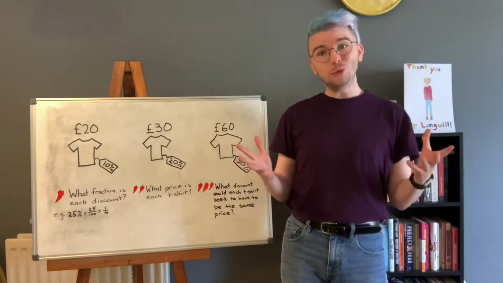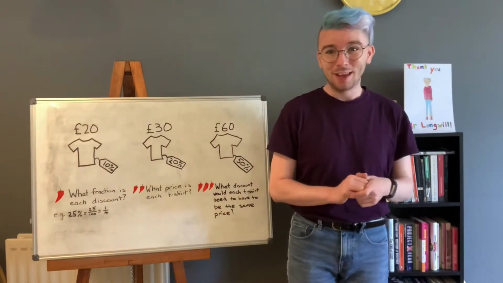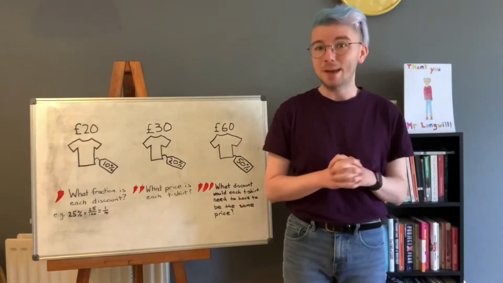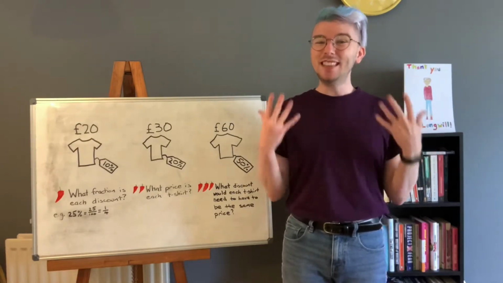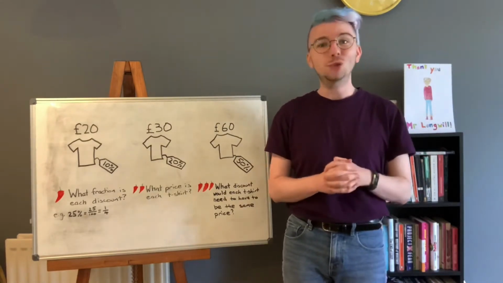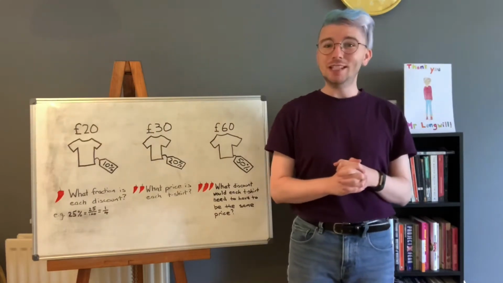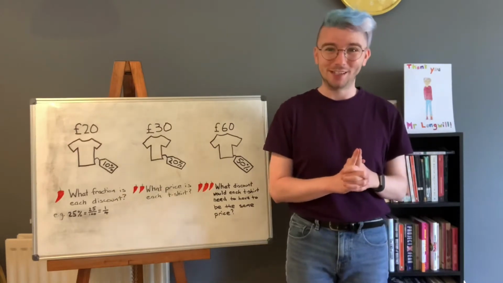Now when we go to 3 different shops, we see the same item on sale. In shop A, this item's worth £20, but it has a 10% off sticker. In shop B, the t-shirt is £30, but it has a 20% off sticker. And in shop C, the t-shirt is £60, but it has a 50% off sticker.